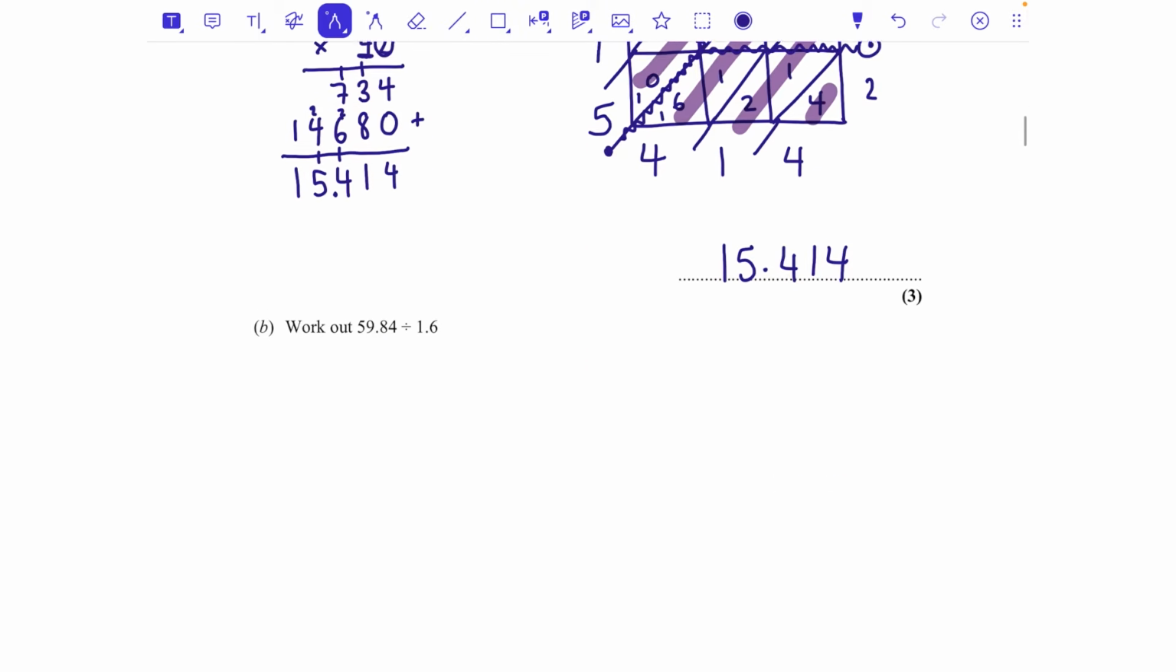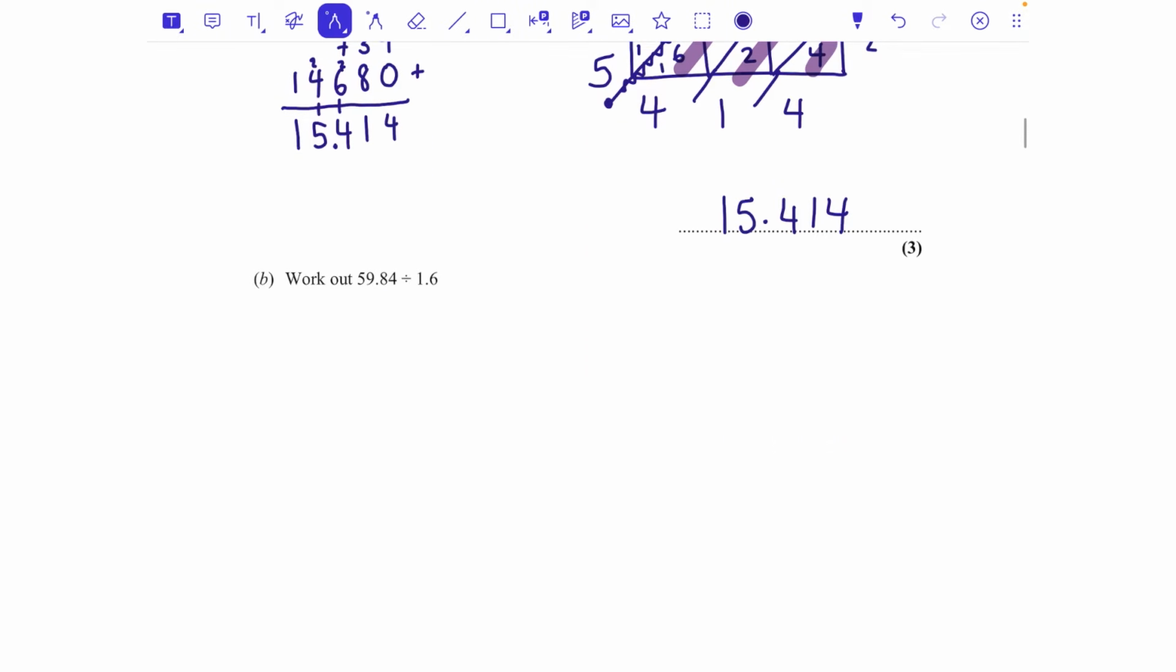Part B, we're doing 59.84 divided by 1.6. Now with a division, we don't really want to be dividing by a decimal. The first thing I would do is write it as a fraction and then say, well, I'd rather that denominator was 16.